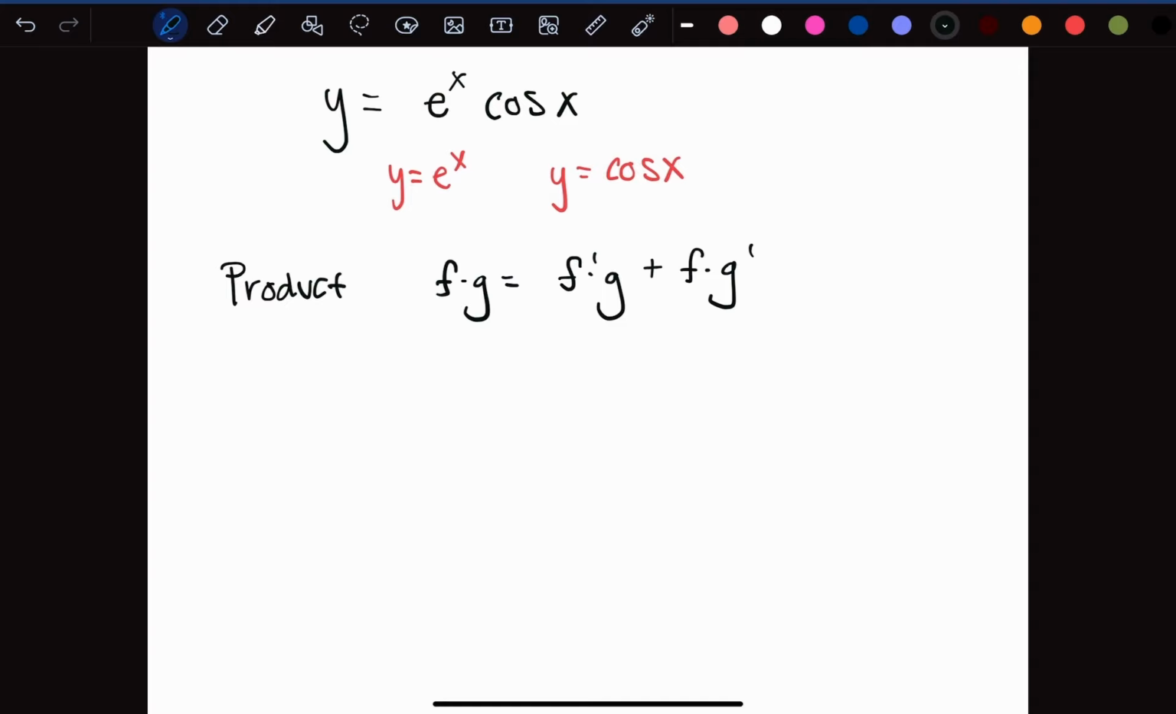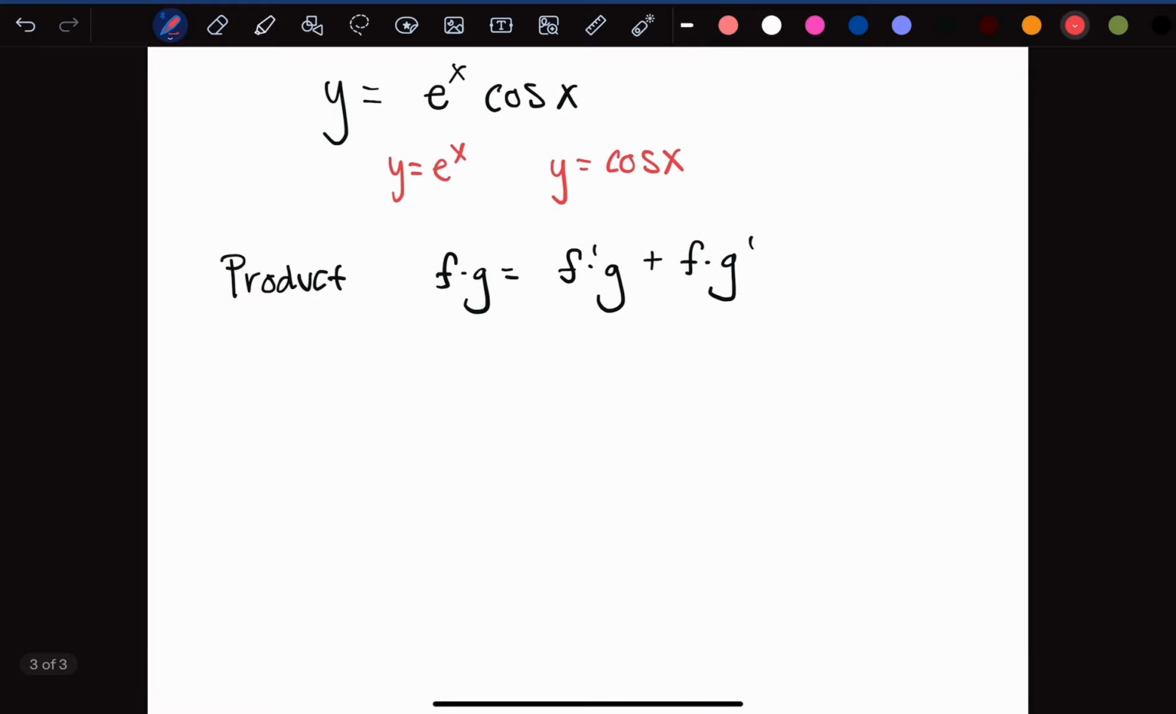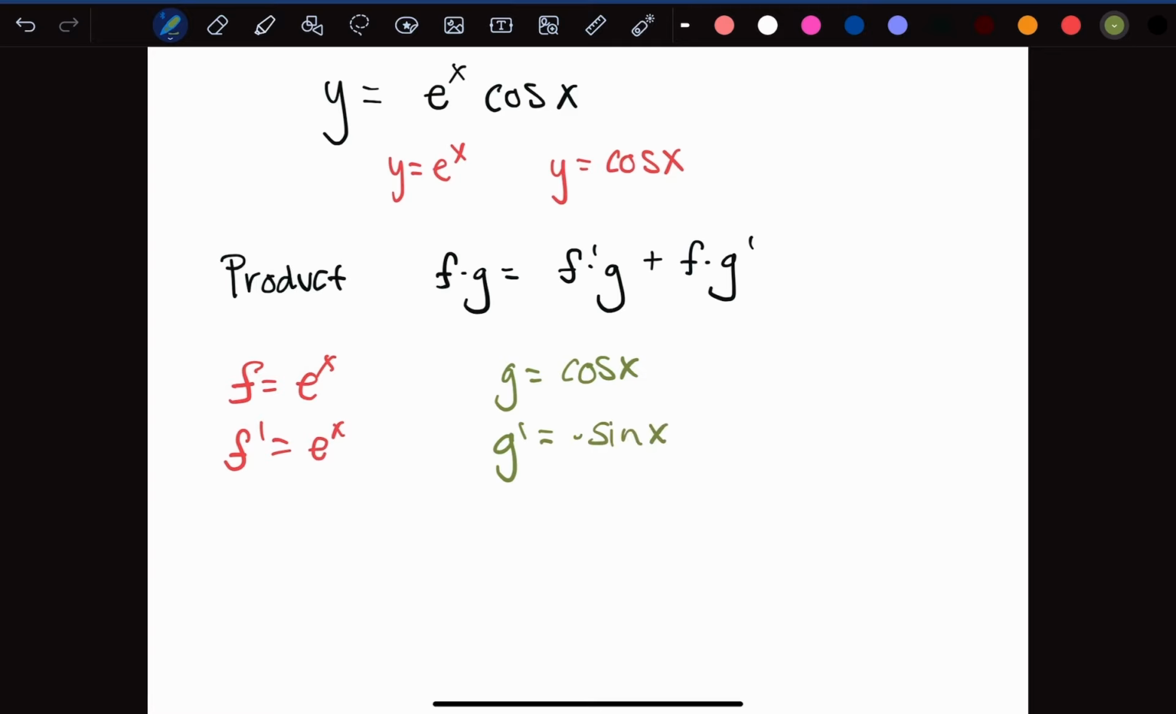And so now we're just going to take what our f is. We can call our f e to the x. We can call our f derivative, well, what's the derivative of e to the x? The derivative of e to the x is just e to the x. And then our g is going to be cosine x. And then what is the derivative of cosine x? The derivative of cosine x is negative sine x. So now that we have our f derivative, our g, and our g derivative, now we can just plug this all into our product rule formula.